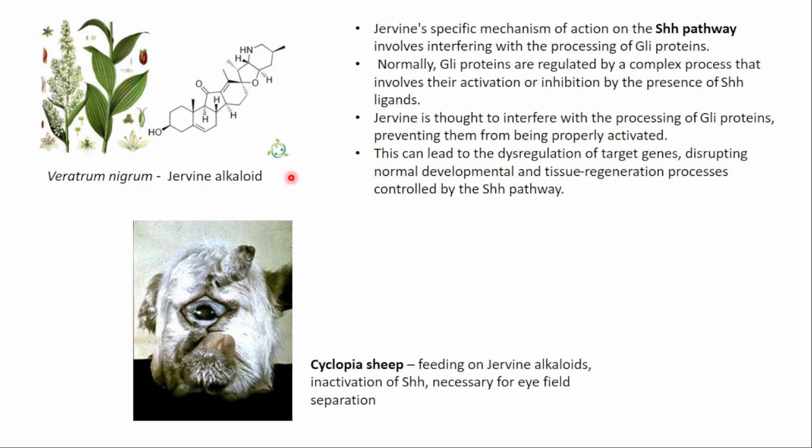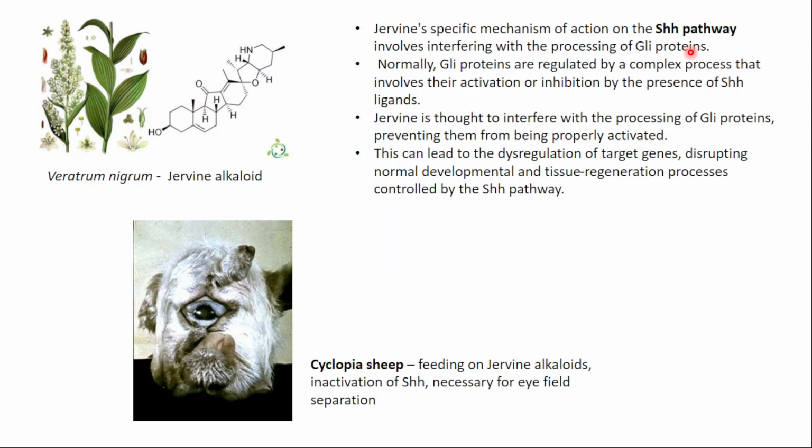So the first match, gervine alkaloid, is most discussed in the developmental biology course. We encountered this earlier in the SHH signaling. Gervine alkaloid is derived from the plant Veratrum nigrum, and gervine's specific mechanism of action is inhibition of the SHH pathway. Its specific mechanism of action on the SHH pathway involves interfering with the processing of Gli proteins.